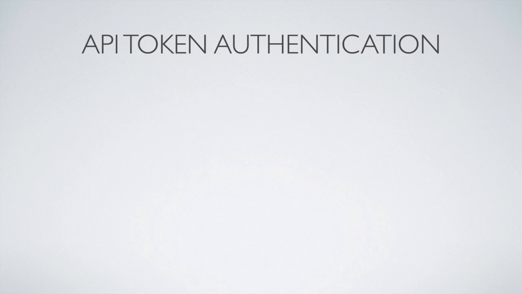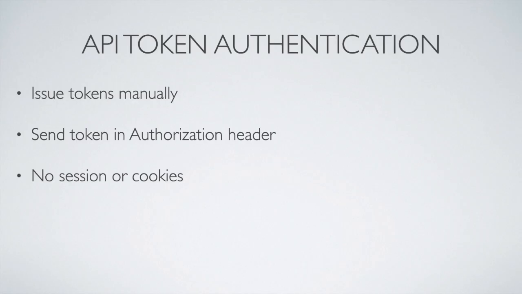Here's the big picture of how Sanctum can be used. First, API token authentication. This approach is useful when you want a client, like a mobile app, Postman, or an external service, to log in once, receive an API token, and then send that token in every request header to access protected endpoints. With this setup, you can manually issue API tokens for a user, limit scopes or abilities per token, which is optional, and authenticate each request by verifying the token.